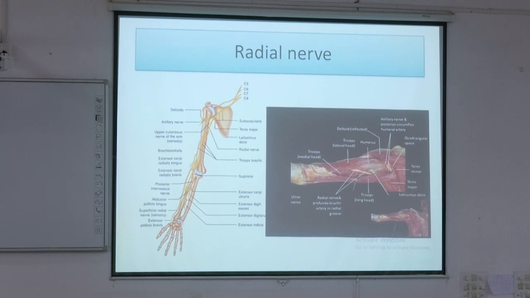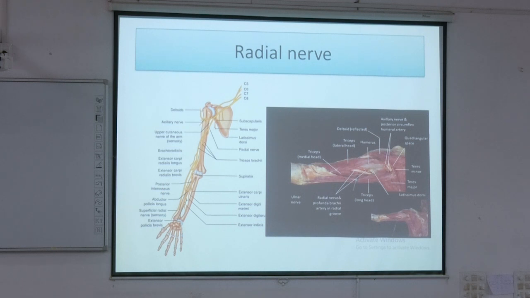Upper subscapular nerve, thoracodorsal nerve. What is the other name of the thoracodorsal nerve? Nerve to latissimus dorsi. Then lower subscapular nerve, right? Axillary nerve and radial nerve. So the radial nerve is a branch of the posterior cord of the brachial plexus.